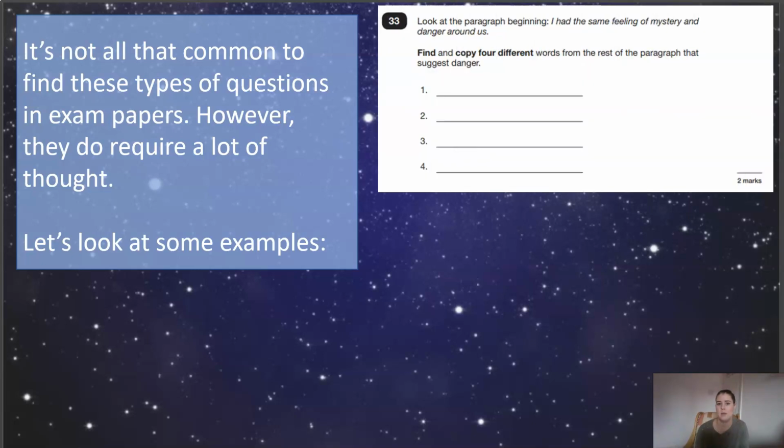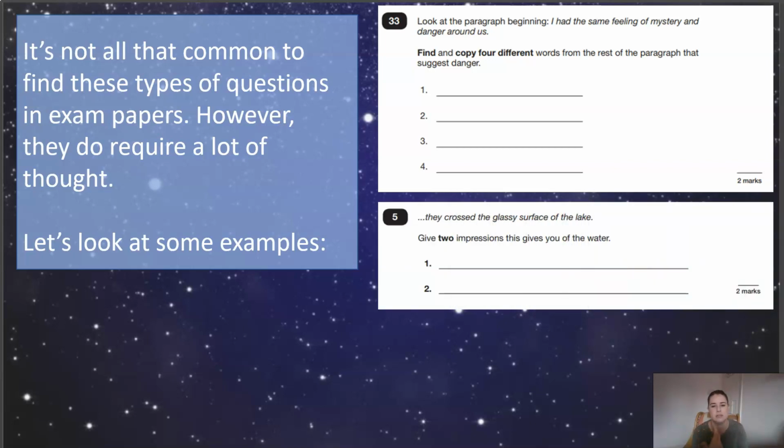So here we have a question where we have to find and copy different words that could infer a meaning or an understanding. So look at the paragraph beginning: I had the same feeling of mystery and danger around us. So the question here is looking at the word danger. So we're looking at the vocabulary of why the author used the word danger. And what the question is asking you to do is to copy 4 different words from the rest of that paragraph that would suggest there is danger. So rather than explaining the danger and being very forefront with its understanding, you have to almost infer meaning from the text and find examples.